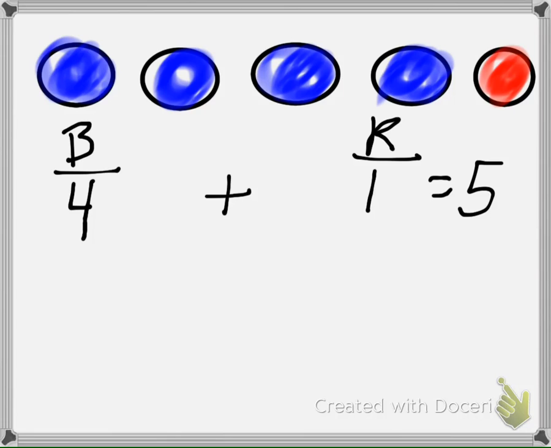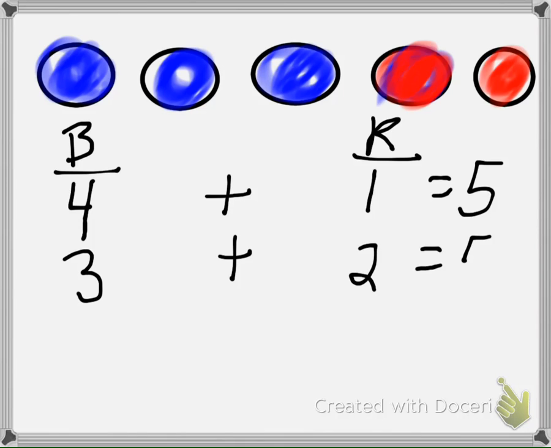But now what happens if 2 of them are red? Now if 2 of them are red, how many blues do I have? 3. And then how many reds do I have? 2. Does 3 plus 2 equal 5? Yes, it does. Now here, remember though, I have to have more blue crayons than red crayons. Do I still have more blues than reds? Yes, I do. The picture helps us see that, and the equation helps us see that.